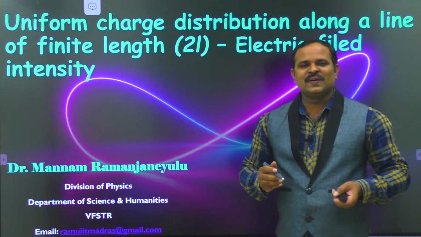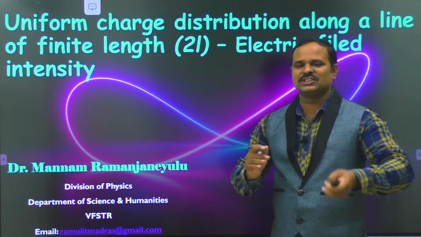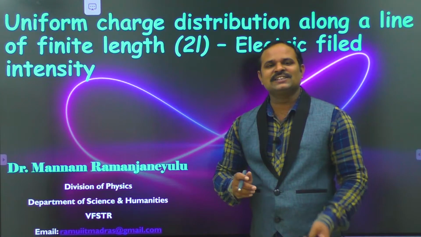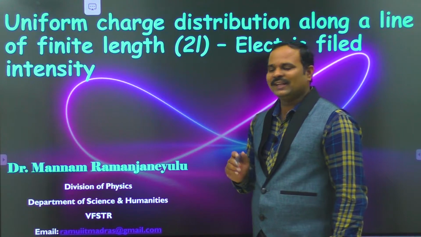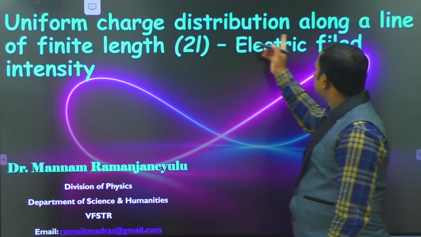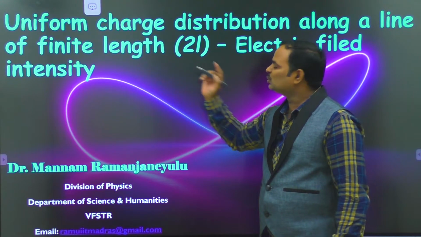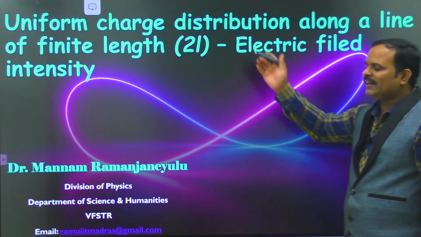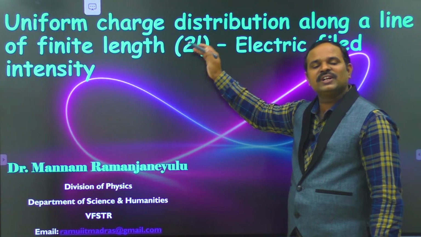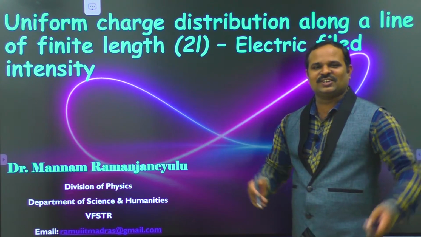Hello everyone, welcome back. In the last lecture, we discussed continuous charge distribution. In this class, let us do some problems on continuous charge distribution, that is, uniform charge distribution along a line of a finite length. The length of the line is 2L. So here we will find the electric field for a finite uniform charge distribution along a line with a finite length 2L. Let us start.